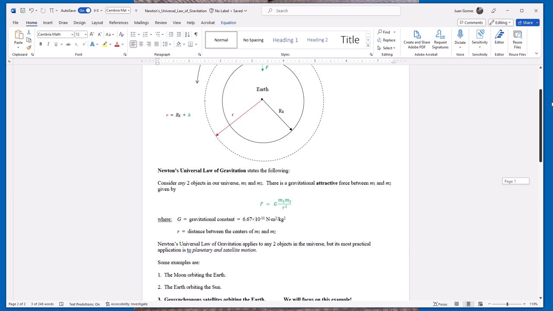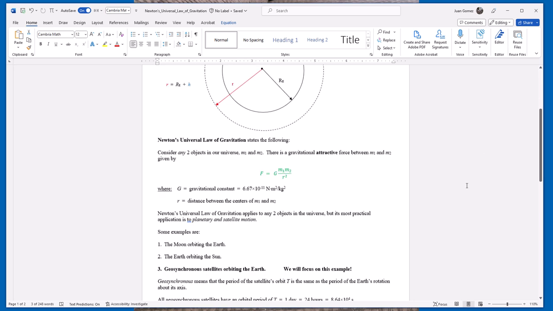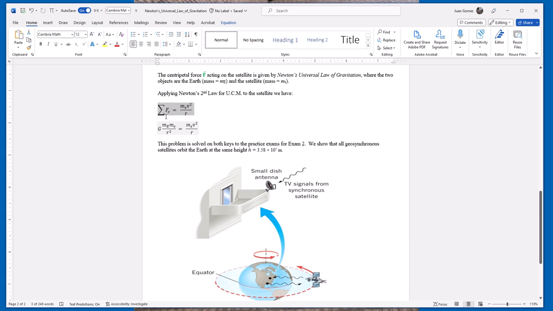The satellite is orbiting, is conducting a circular orbit around the Earth. The radius of that orbit is small r, and the satellite's m is ms, the mass of the satellite. So the sum of the radial or centripetal forces is ms v squared over r.